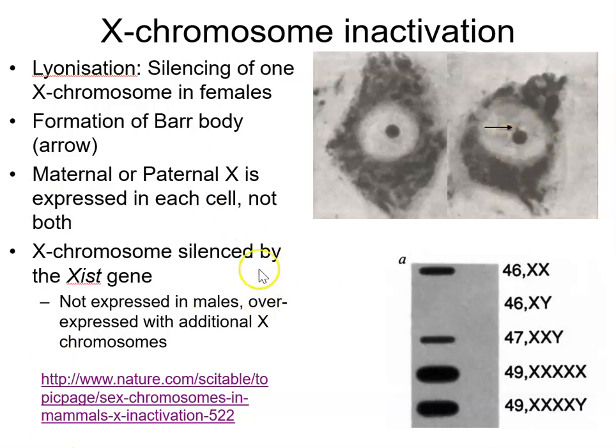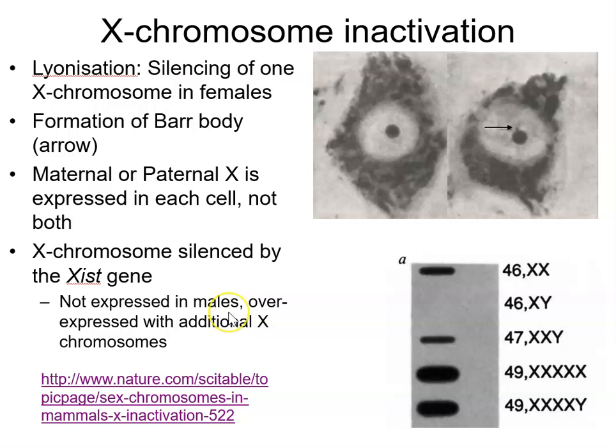Now, this whole process is kicked off by a gene called the XIST gene, which maintains only one active X chromosome in any one cell. So if you're 46,XY, this gene is switched off. If you're 46,XX, this gene is switched on. And if you're 47,XXY, so an extra X chromosome, it's switched on to make sure only one X chromosome is switched on at any one time.